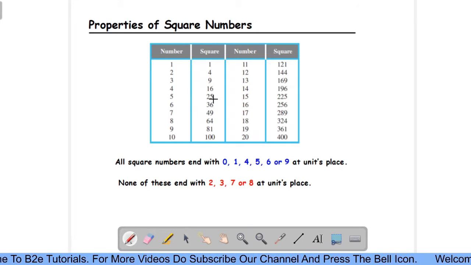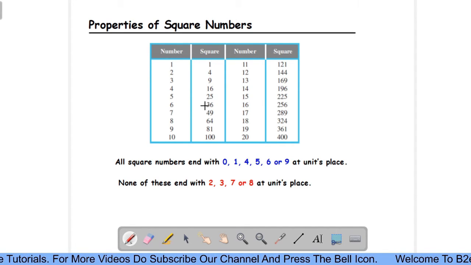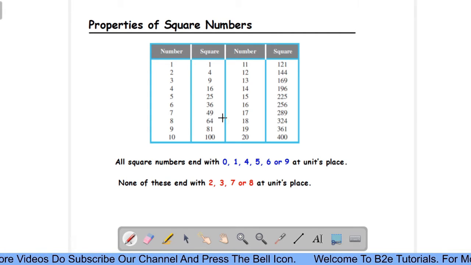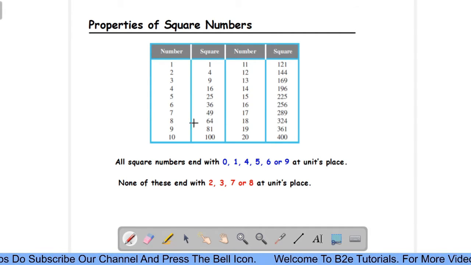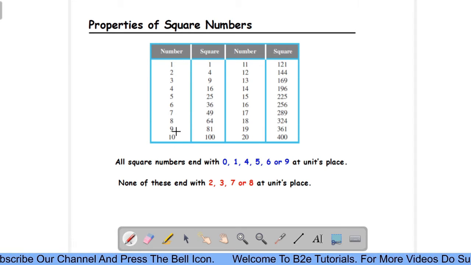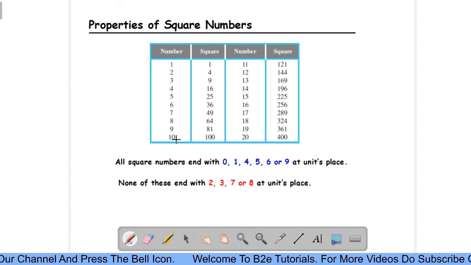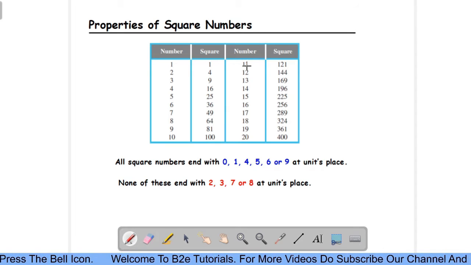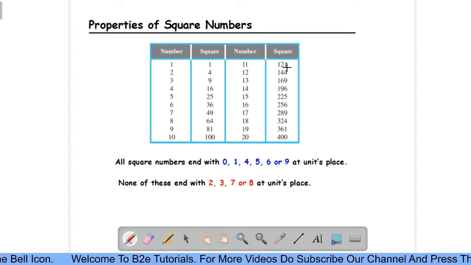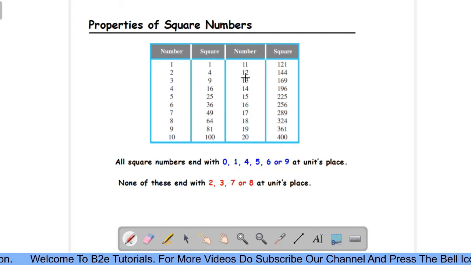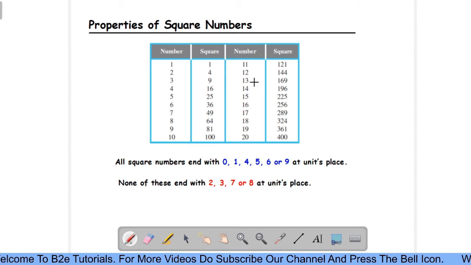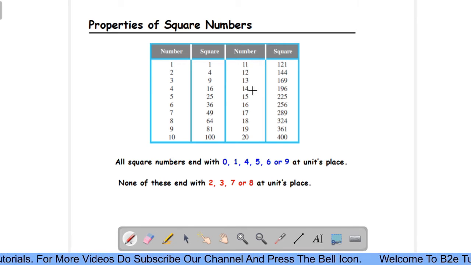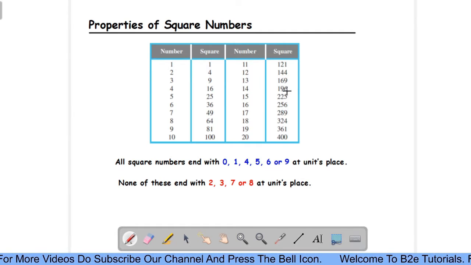Then square of 5, it is 25. Square of 6, it is 36. Square of 7, it is 49. Square of 8, it is 64. Square of 9, it is 81. Square of 10, it is 100. Square of 11, it is 121. Square of 12, it is 144. Square of 13, it is 169. Square of 14, it is 196.